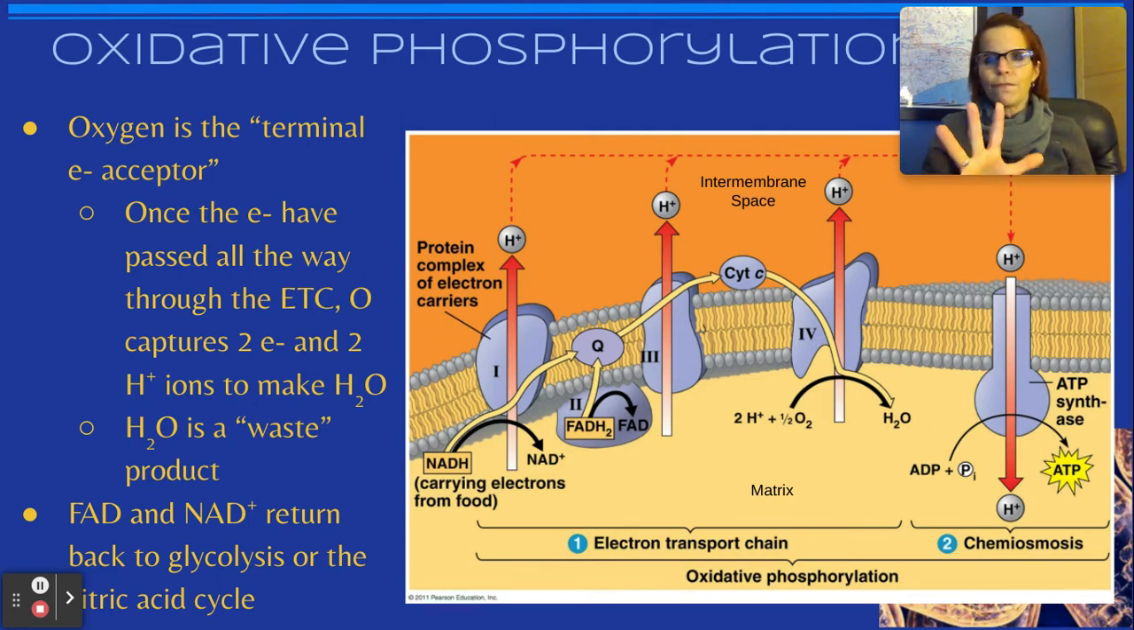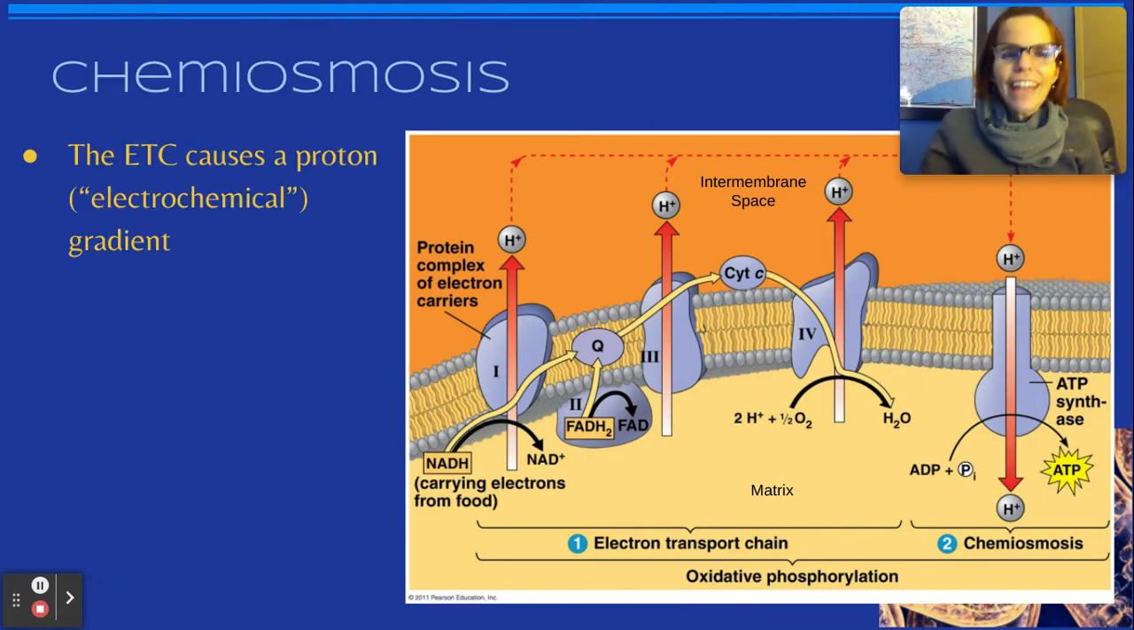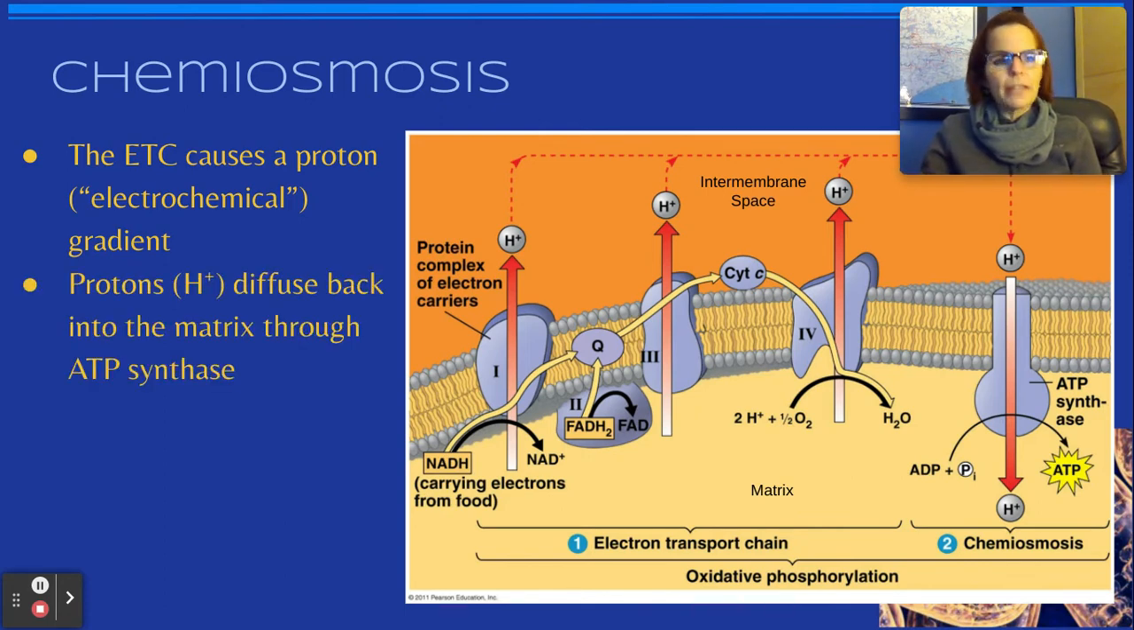So those are sort of more efficient molecules. FADH2 produces a little less ATP because it doesn't push across as many hydrogen ions, because its electrons have missed the first protein that's pushing the hydrogen ions across. Okay, enough of that. The last step, find it on the diagram in those brackets, is chemiosmosis. The electron transport chain causes a proton or electrochemical gradient in the intermembrane space.